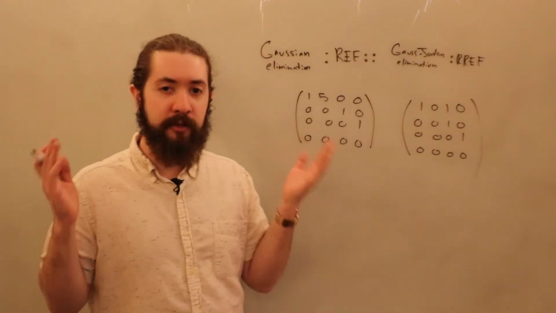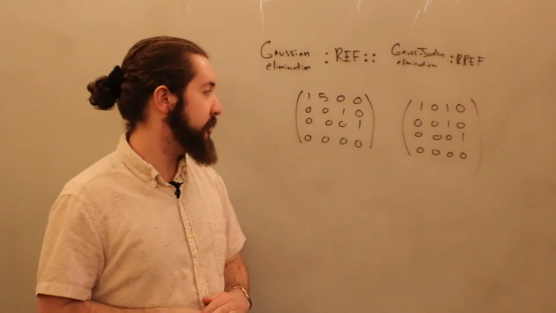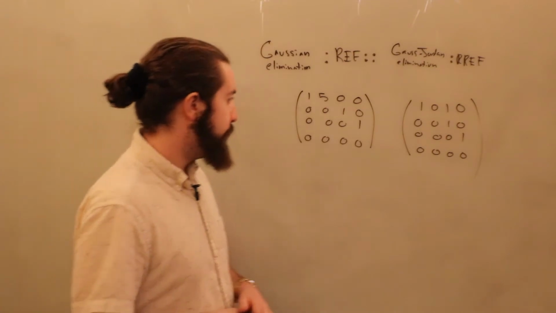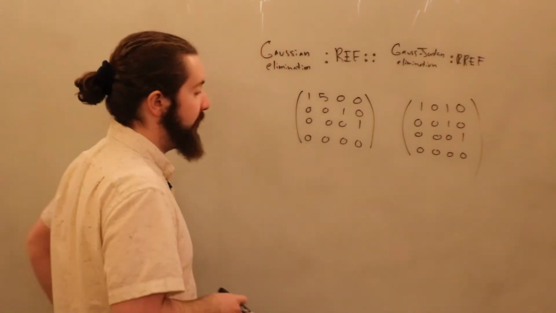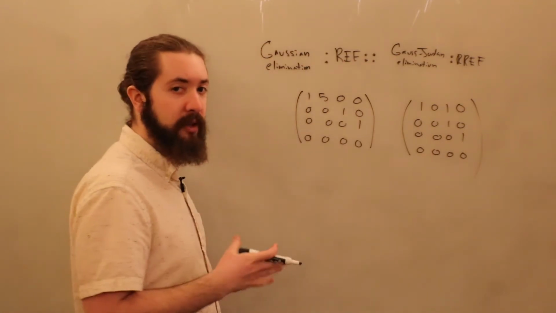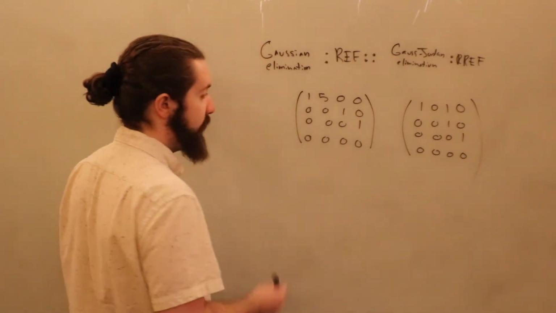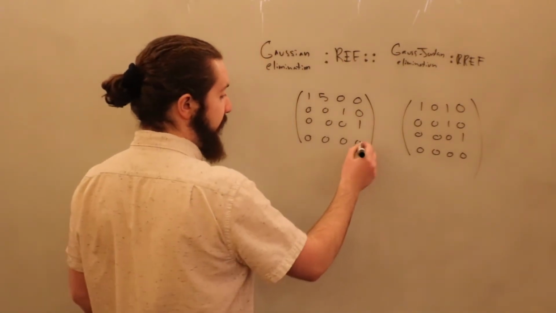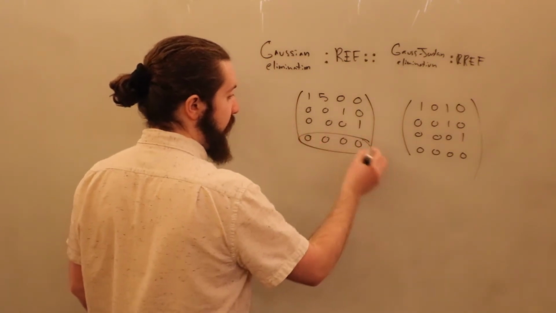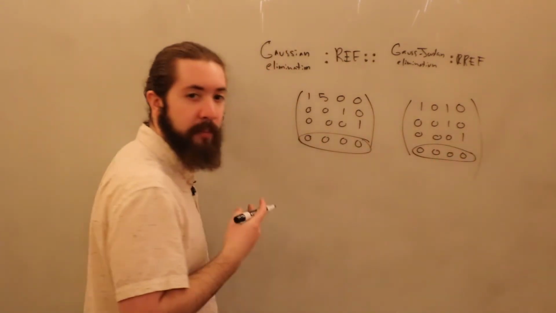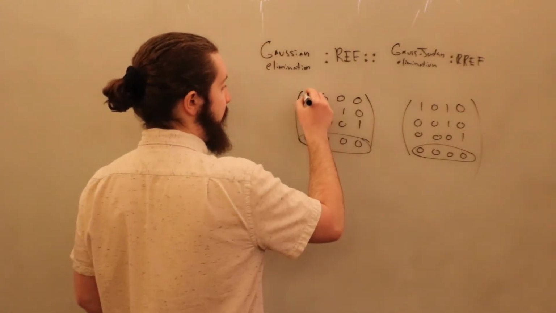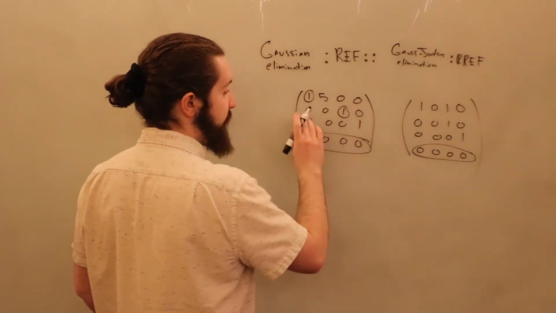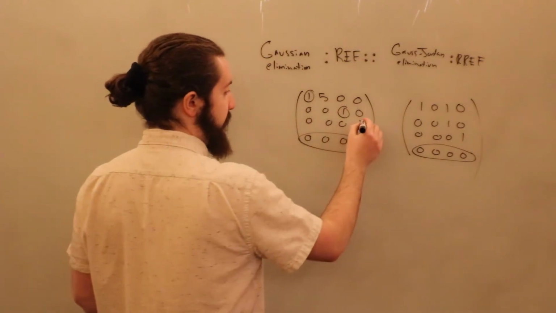So what, you ask, is reduced row-echelon form? Well, take a look at these two matrices, both 4 by 4, and they're both in row-echelon form, right? And what does that mean? Recall that means, number one, all rows of zeros are at the bottom of the matrix. Number two, the leading entry in each row is a 1. That's the first non-zero entry is a 1.